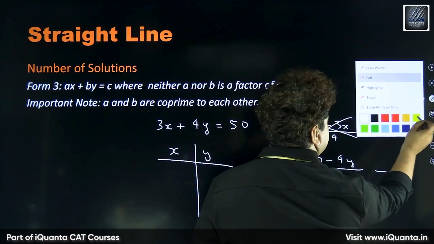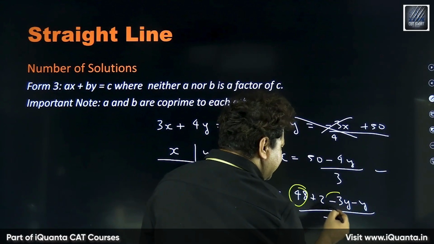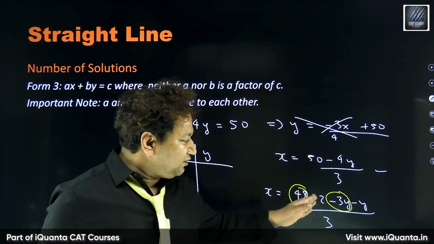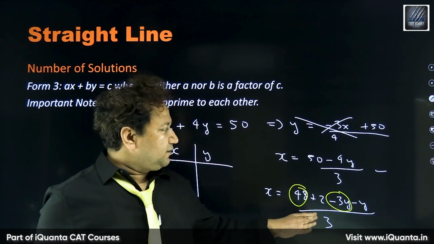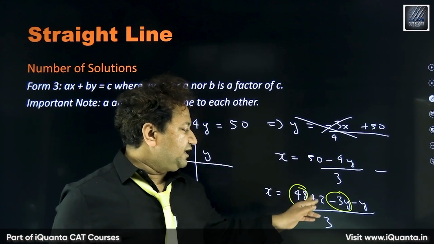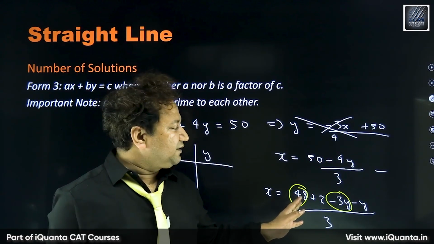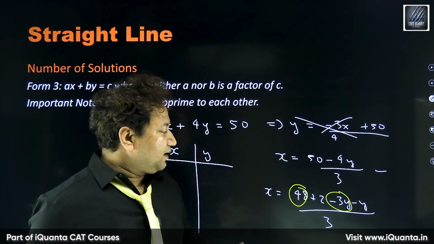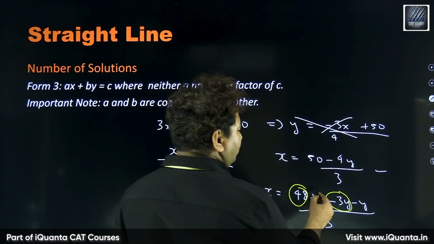Now this 48 and this minus 3y become irrelevant. Why irrelevant? Because these two things would always be divisible by 3. Here I broke down 50 as 48 plus 2 because 48 is the multiple of 3, and minus 4y as minus 3y minus y because minus 3y is the multiple of 3. What's not a multiple of 3? That is 2 minus y.